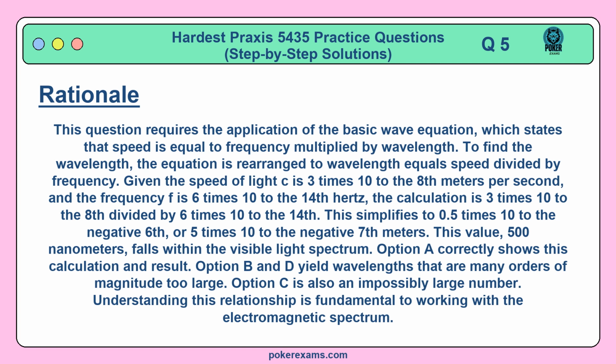This value, 500 nanometers, falls within the visible light spectrum. Option A correctly shows this calculation and result. Options B and D yield wavelengths that are many orders of magnitude too large. Option C is also an impossibly large number. Understanding this relationship is fundamental to working with the electromagnetic spectrum.